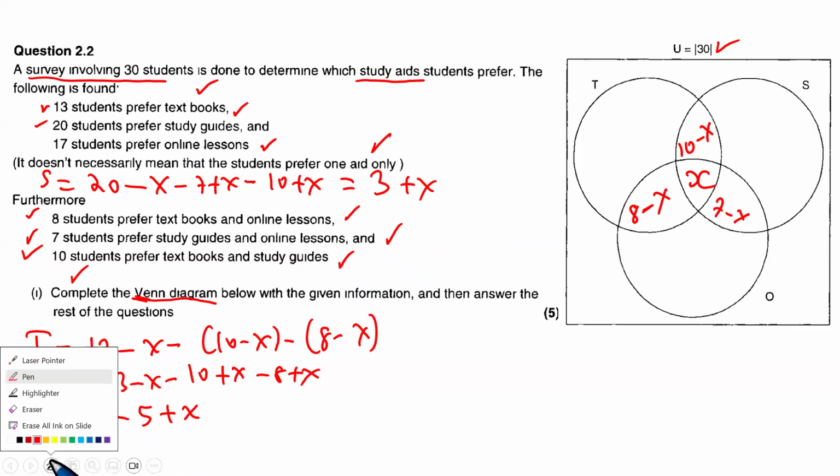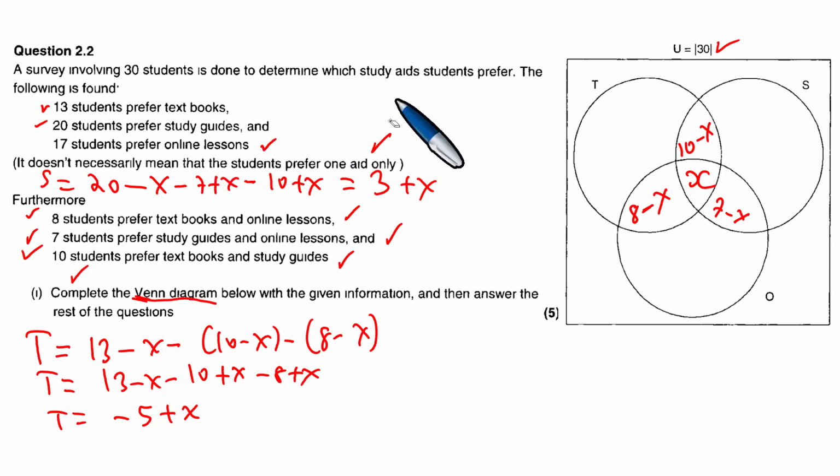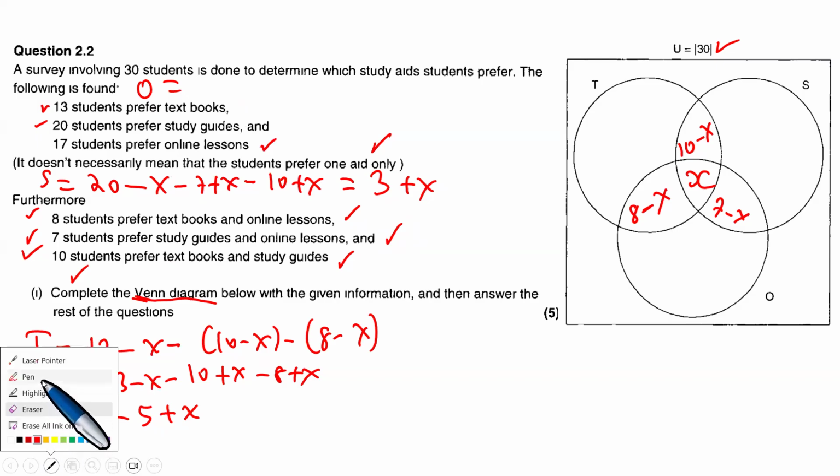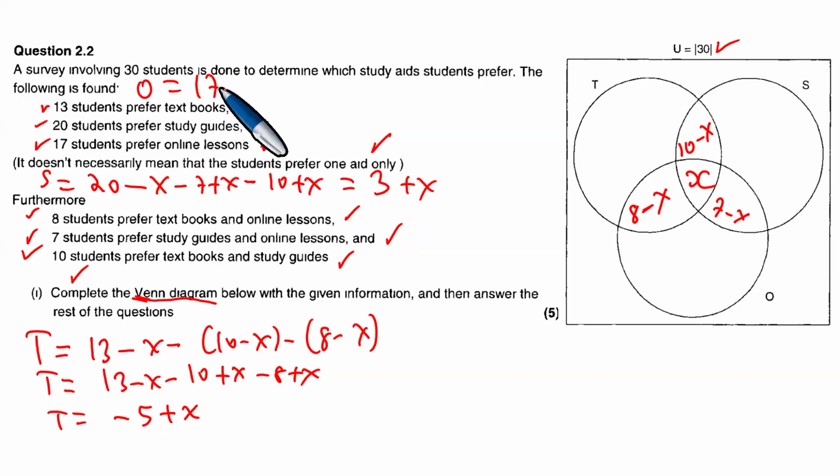Let us continue with our analysis of the very interesting Venn diagram question. And now we look at the following. Let us look at the online classes. There are some students who love online classes relative to the study guides and everything else. But how many of those are there? Obviously, it is clear that those students are 17. So you could have 17 minus x, minus 8 plus x, minus 7 plus x, and therefore it's going to be 17 minus 8 minus 7. Minus 8 minus 7 is going to be minus 15. 17 minus 15 becomes a 2, and we have minus x plus x plus x, which is exactly 2 plus x.